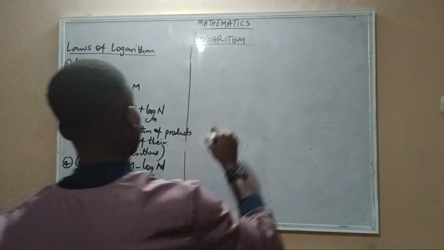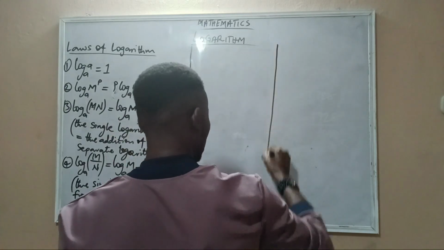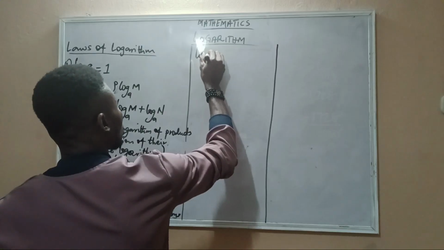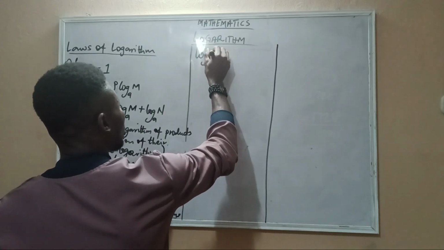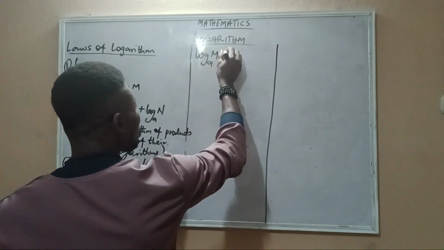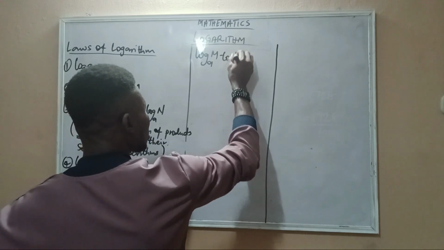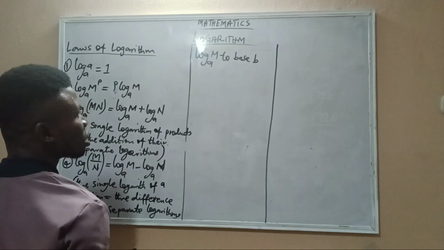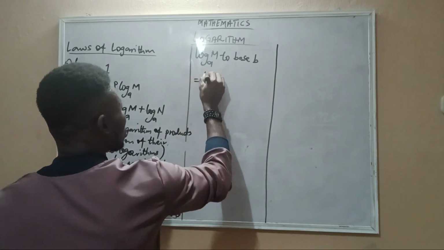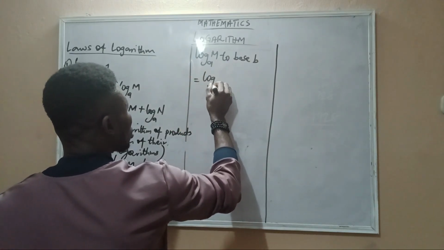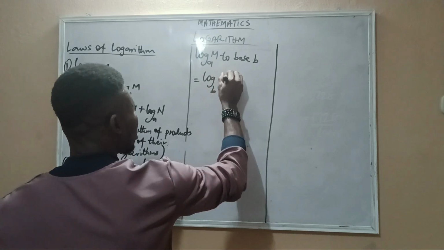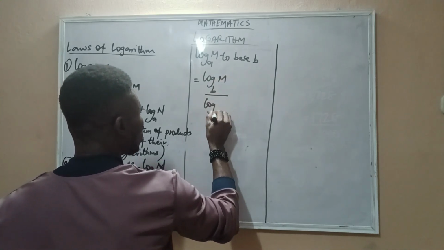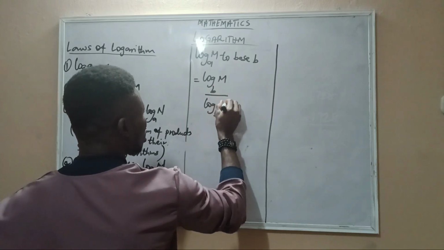And then the last of the laws of logarithm says log to the base a of m to another base b is equal to log to the base b of m over log to the base b of a.